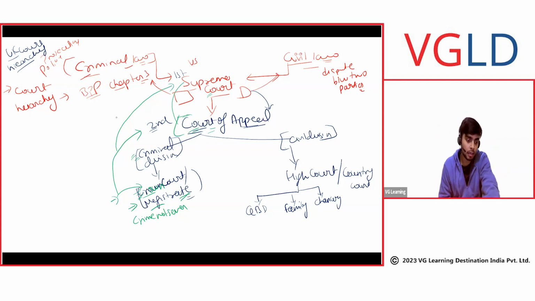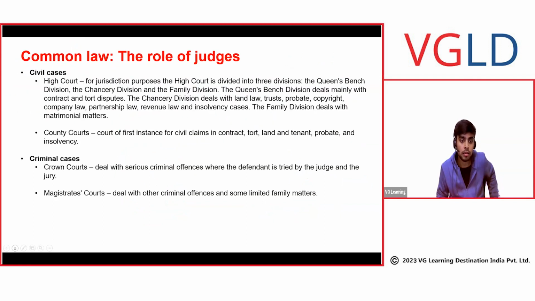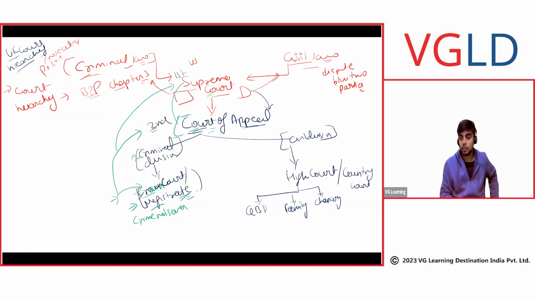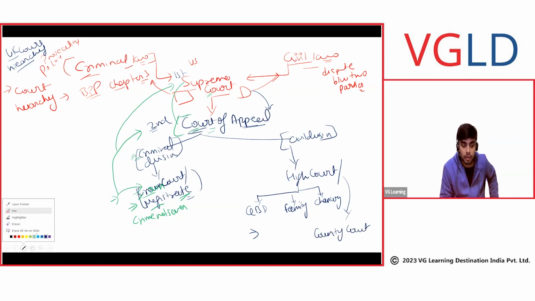If we talk about the civil division, what would happen? You would first go to the Crown Court. This is Crown Court now. Okay, so not Crown Court. For civil cases, you would go to the County Court, which is the first instance of civil court, and then the High Court. Okay. So here, this is the County Court.